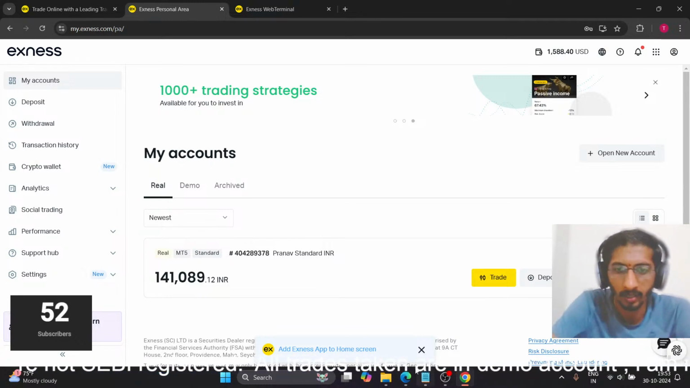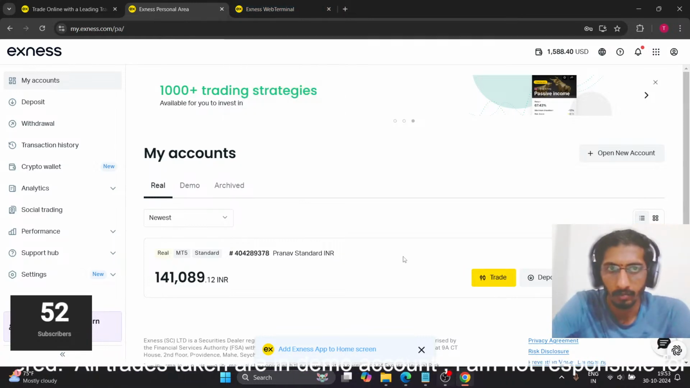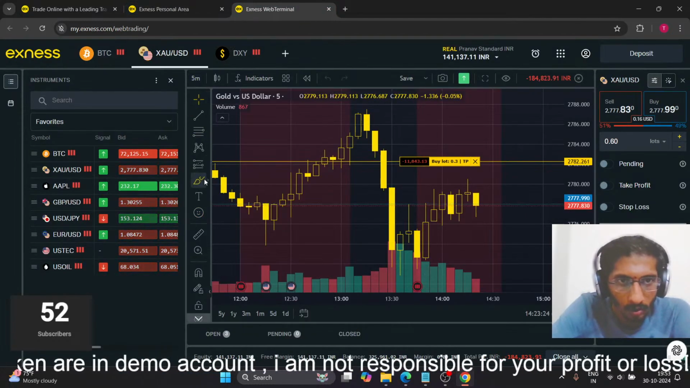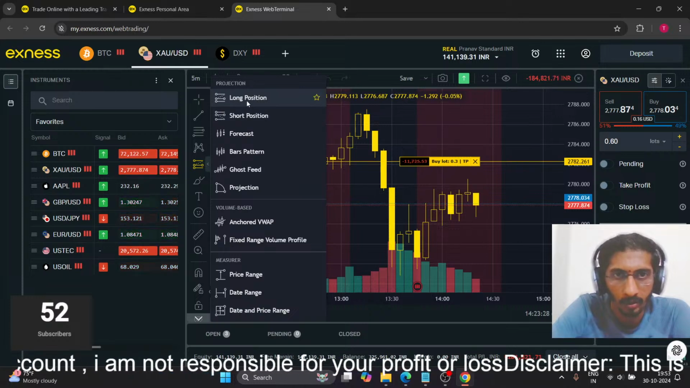Okay, so I think no screen is visible. Sorry guys. What I was trying to say is you have to use this tool above the brush. So you'll get long and short position.